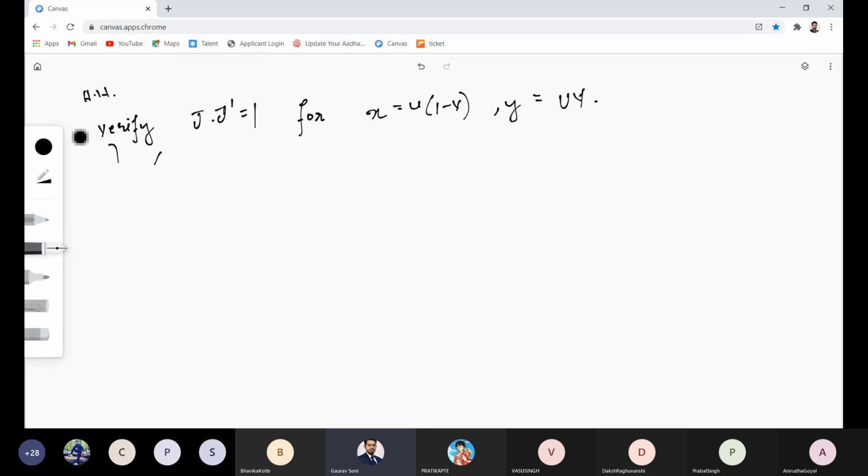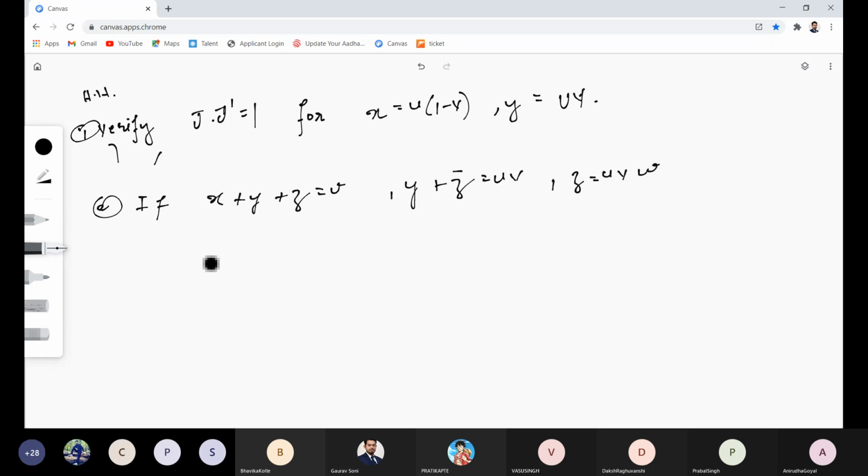So I'll increase one more example here. Second, if x plus y plus z is equal to u, y plus z is equal to uv, and z is equal to uvw. Find Jacobian of xyz with respect to uvw.